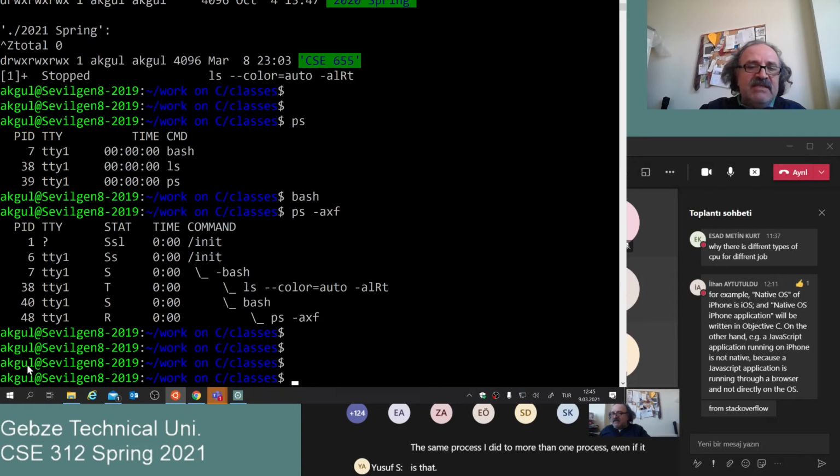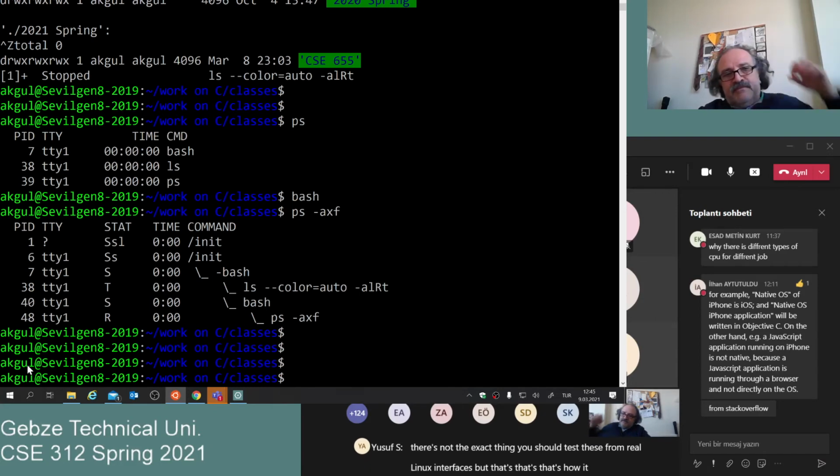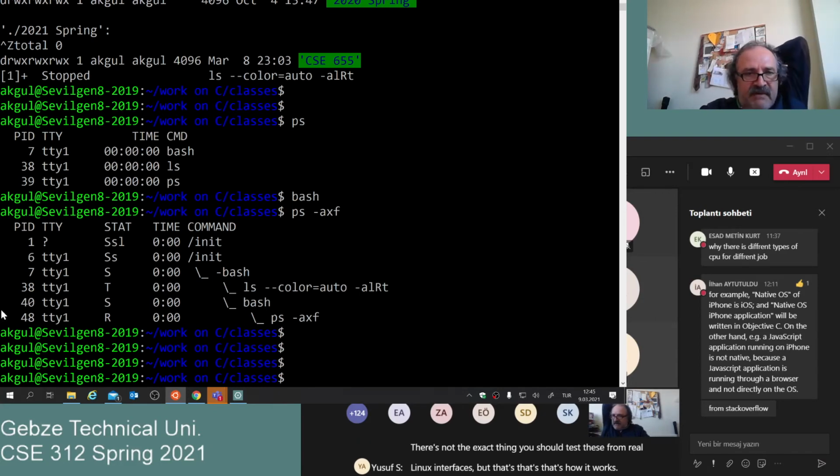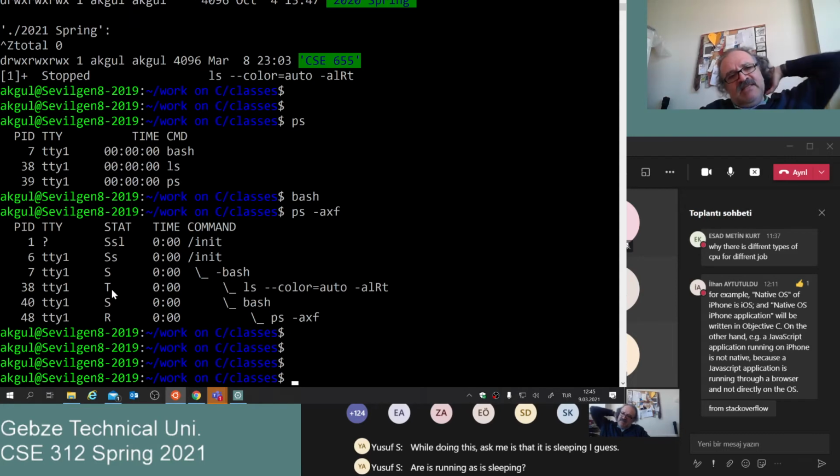By the way, this is just an emulation of Unix within Windows. This is not the exact thing. You should test these from real Linux interfaces, but that's how it works. By the way, this S means that it is sleeping, I guess. R is running, S is sleeping, T is suspended, I guess. This is the status. This one is suspended because I have suspended it.